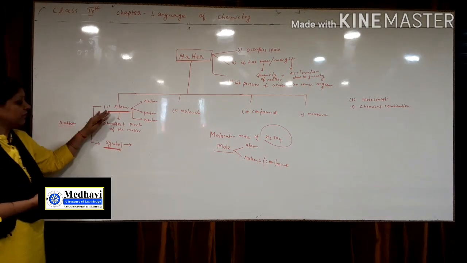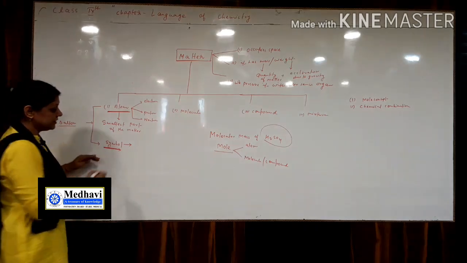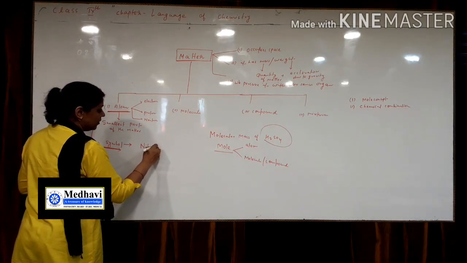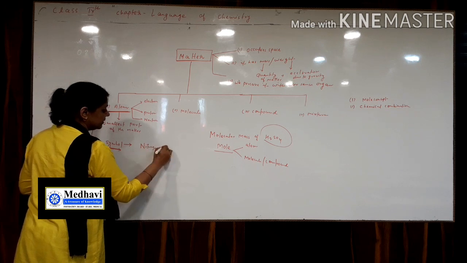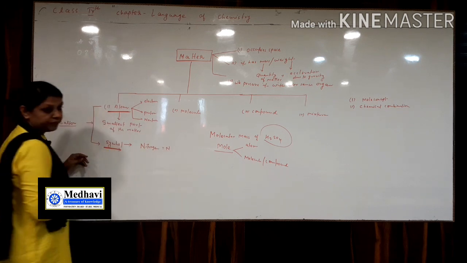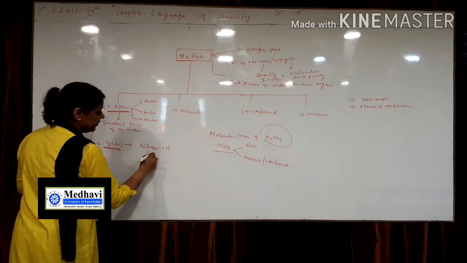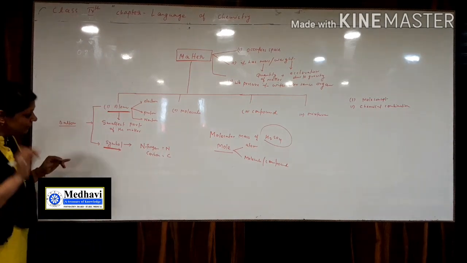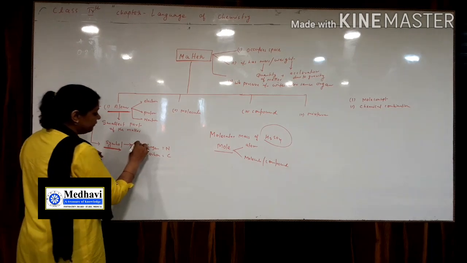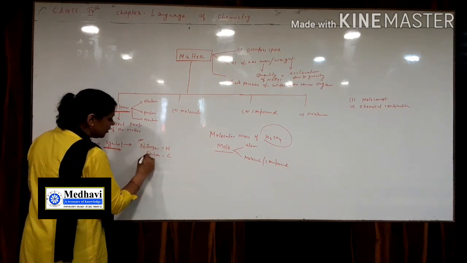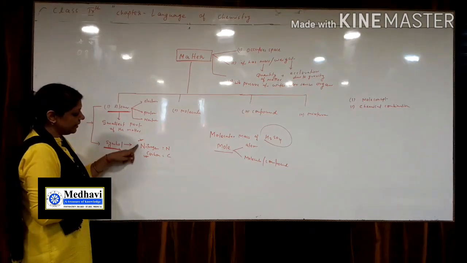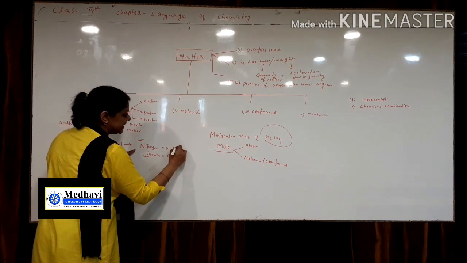It is represented in the form of symbols. For example, we take nitrogen. Its symbol is N. Carbon, we write its symbol is C. So normally, the first letter of the name of an element is used as its symbol.